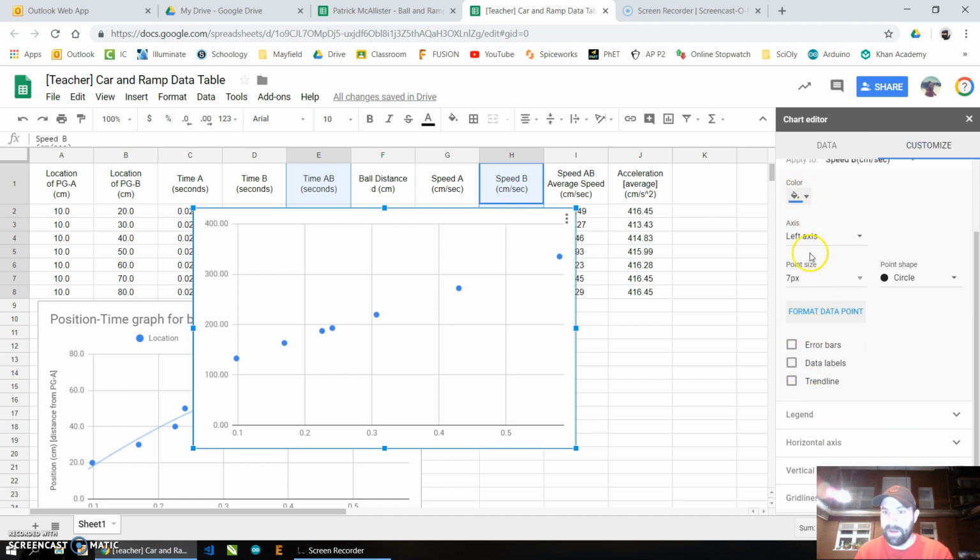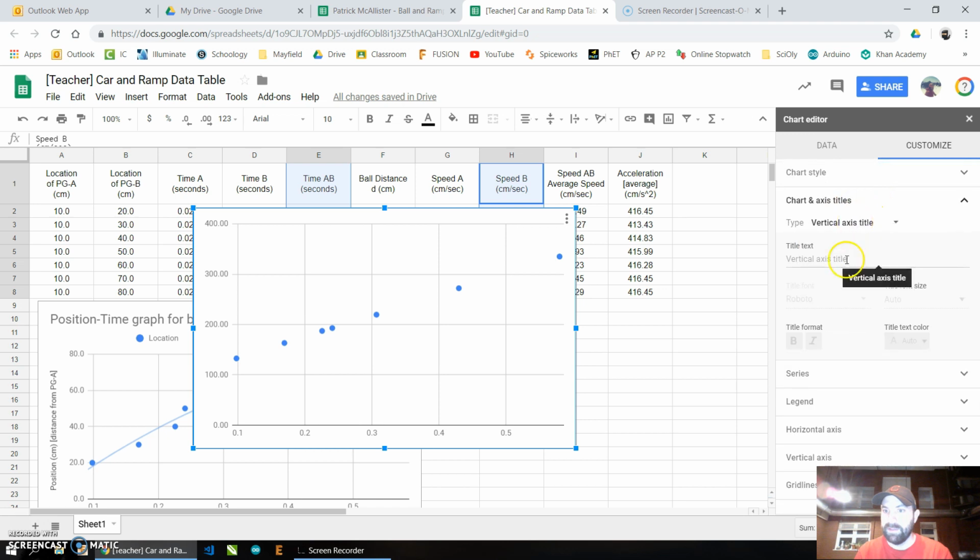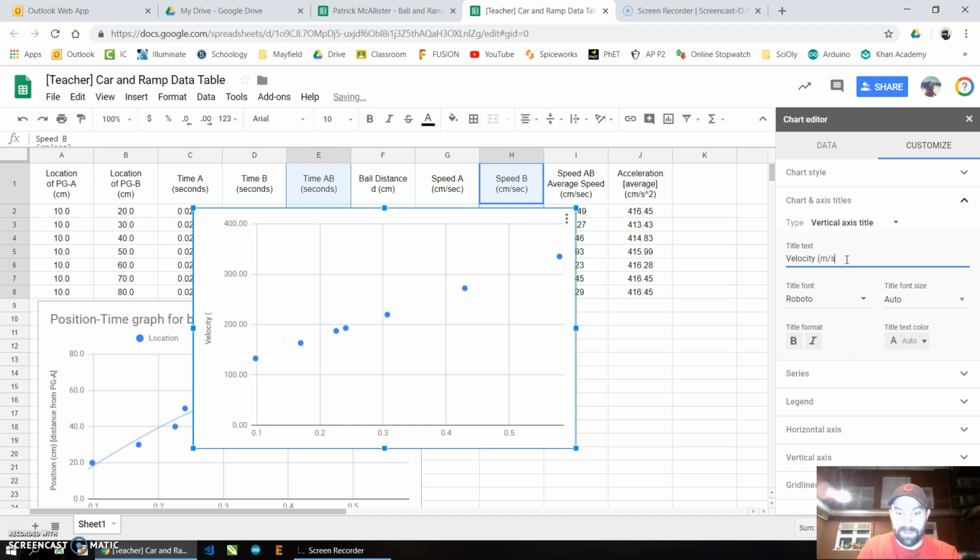Series, let's go back and do the titles. Vertical axis title, this would be velocity, centimeters per second. And this is PhotoGate B instantaneous velocity. And so you can see that's kind of long, but it's fine.